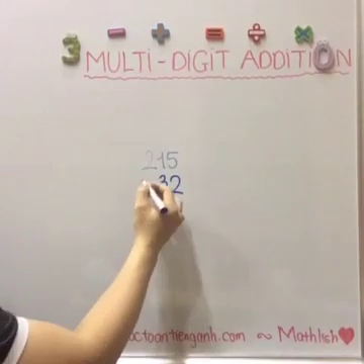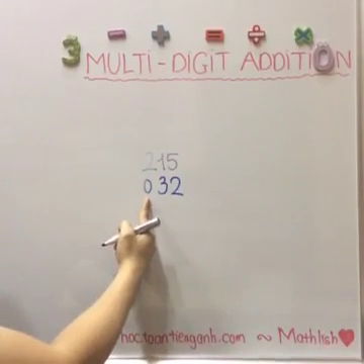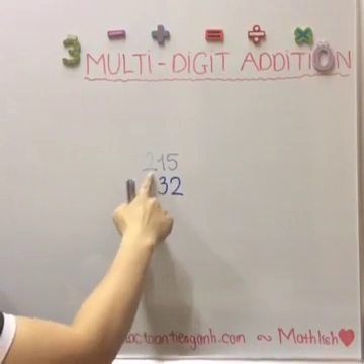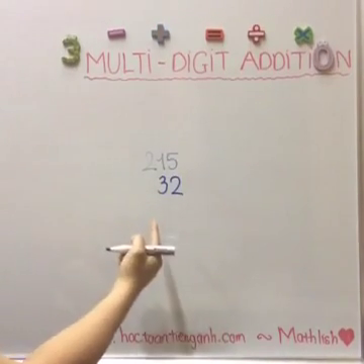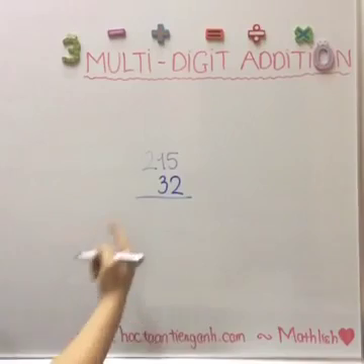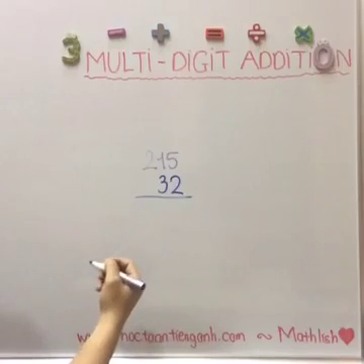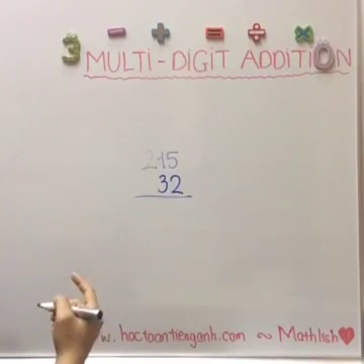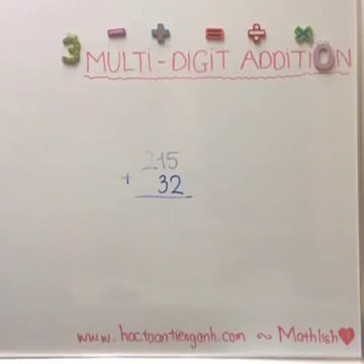We can imagine a 0 there as a placeholder, but we don't have to show it. After our numbers are lined up, we draw a line just below the bottom number, because our answer is going to go below that. We also put a plus sign down here on the left side to show that we are adding.